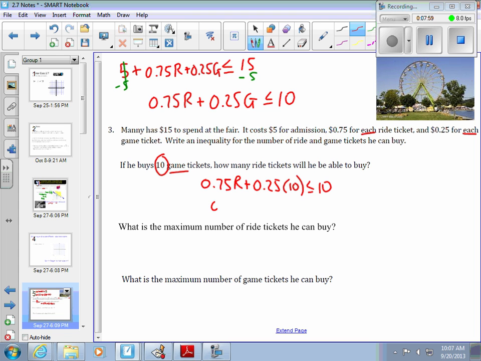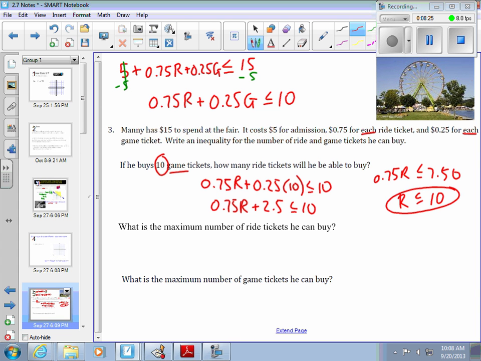Do a little multiplication. And he's spending $2.50 on the games. Subtract that from the $10 he has. And he now has $7.50 remaining. Divide by 75 cents. And it looks like he can do 10 rides or less. So that's the answer there.